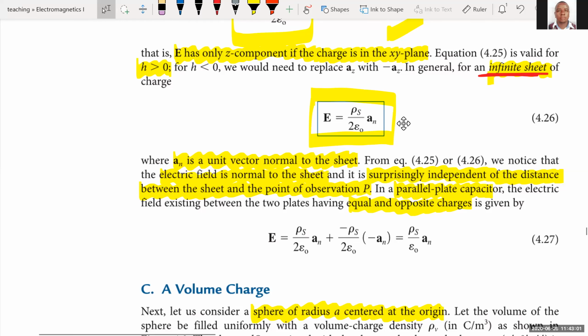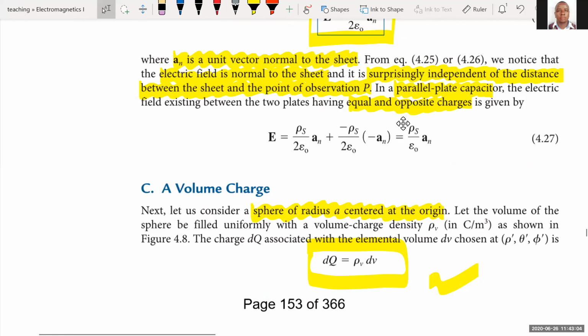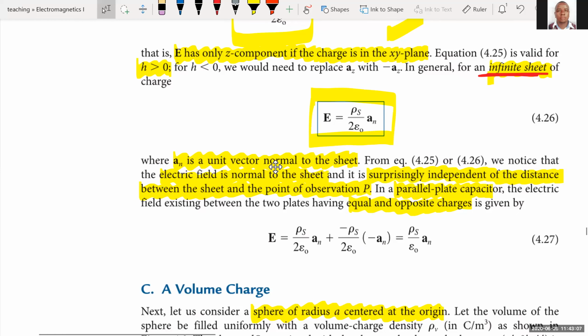And similarly, of course, AN is the unit vector normal to the sheet. And we have surprisingly observed that the electric field strength is independent of the distance between the sheet and the point of observation. That is quite strange. All that matters is the charge density.